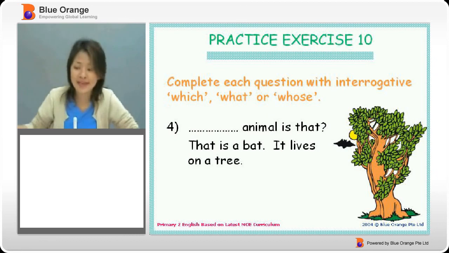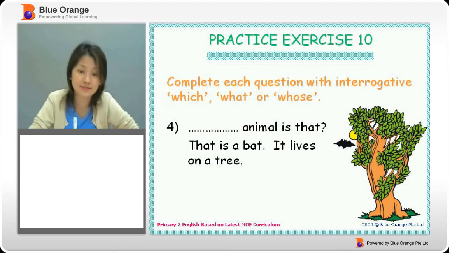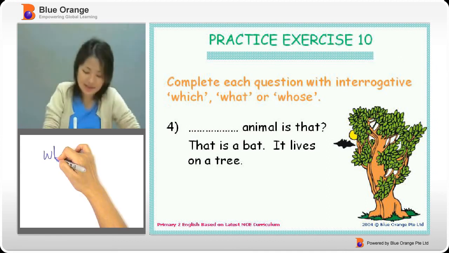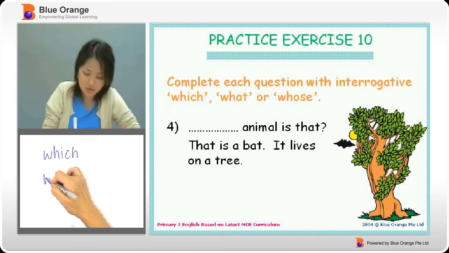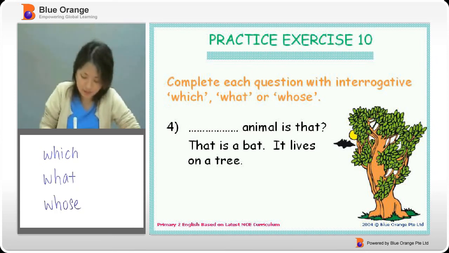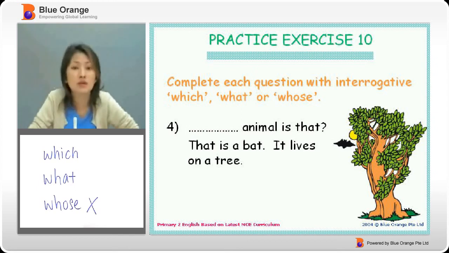Number 4, blank animal is that. That is a bat. It lives on a tree. What do you think is the answer? Should it be which animal is that? What animal is that? Or whose animal is that? Well, the one that is definitely out should be whose. Because there's no mention in the sentence that the animal belongs to someone or another animal. So this should be out. Then we are left with what animal is that or which animal is that.